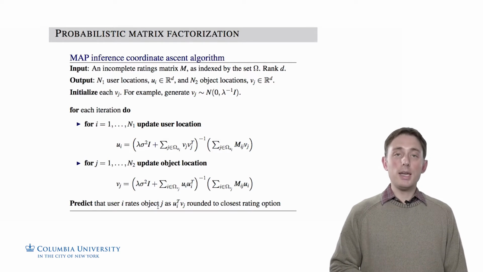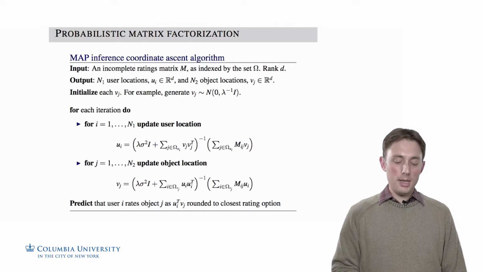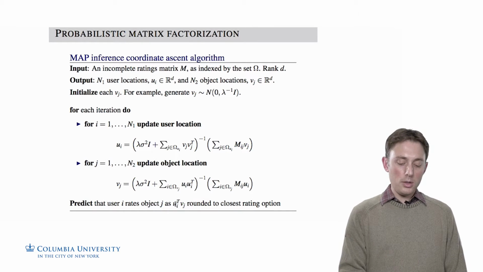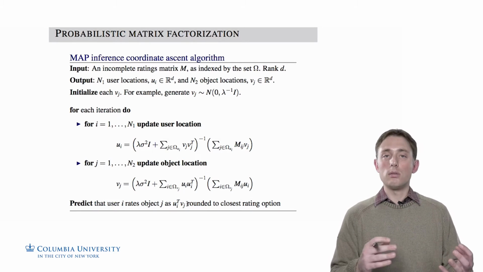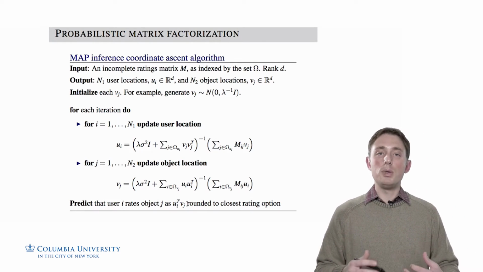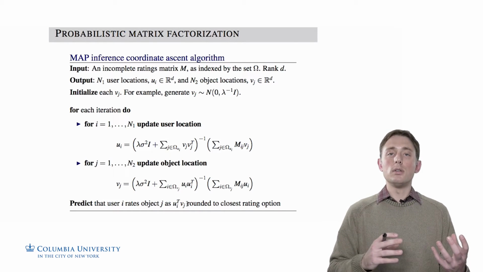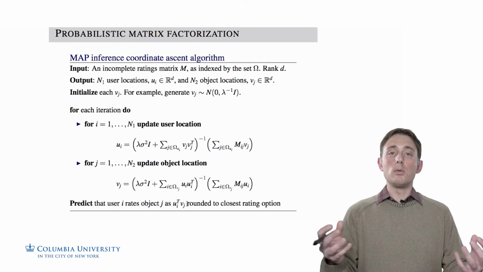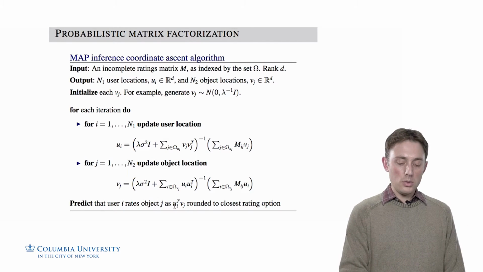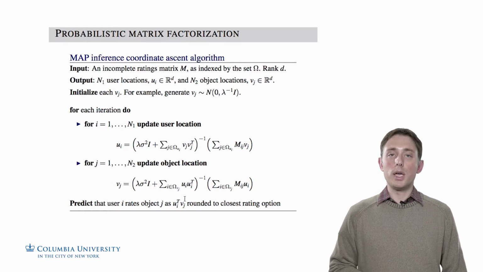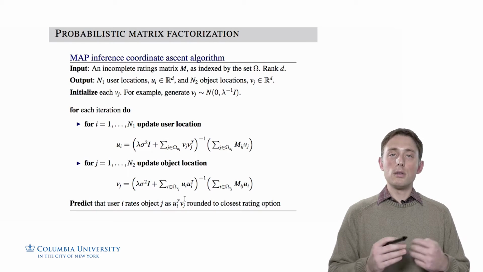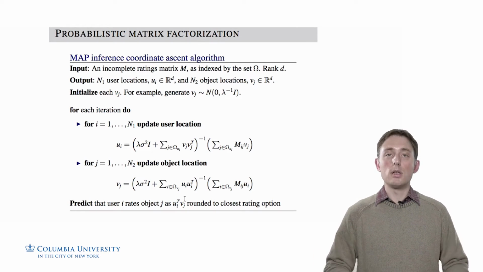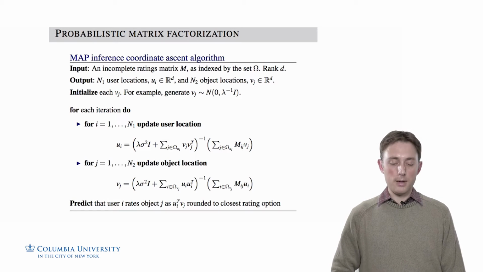And then when it's converged, if we want to make a prediction for a particular user i and a particular object j that we don't have in the matrix M, we'll predict the corresponding element in M to be the dot product between user i's location and object j's location. And then we can round it to the closest rating option. And that's how we're going to be able to make a prediction for any user and any object that we don't know a rating for. We can pick out the user's location, we can pick out the object's location, and we just take their dot product, and then we round to the nearest legitimate possible rating. And that gives us our prediction of their rating.